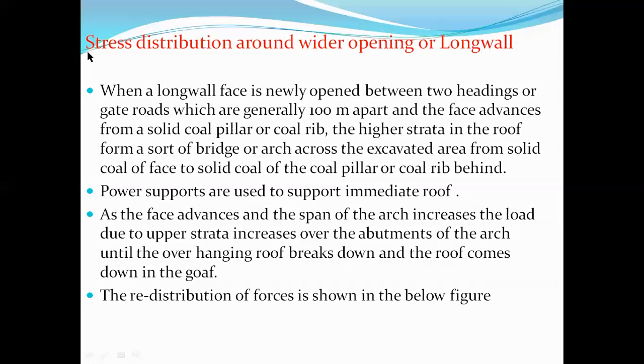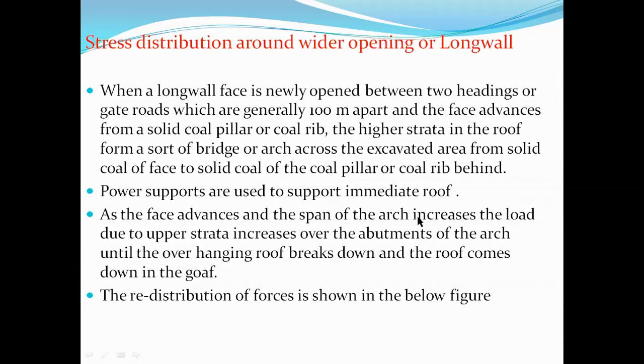Okay, let's discuss further. When a longwall face is newly opened between the two headings or gate roadways, which are generally 100 meters apart, and the face advances from solid coal pillar or coal rib, the highest strata in the roof form a sort of bridge. It forms a kind of cantilever, a kind of overhanging beam. Here it is mentioned as a bridge or the arch across the excavated area from the coal face to the solid coal of the coal pillar or coal rib behind. That is nothing but the front abutment and the rear abutment.